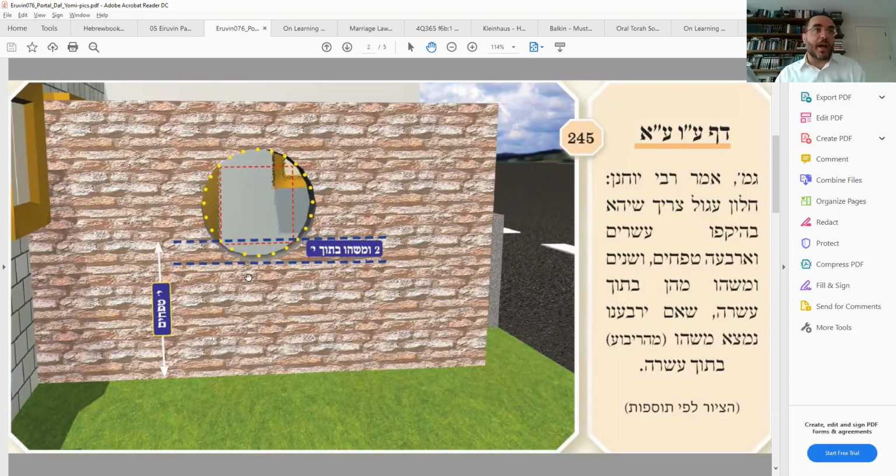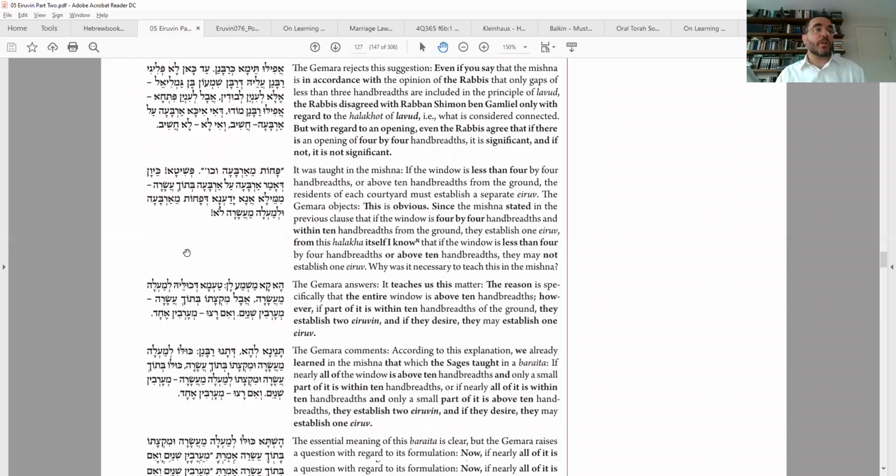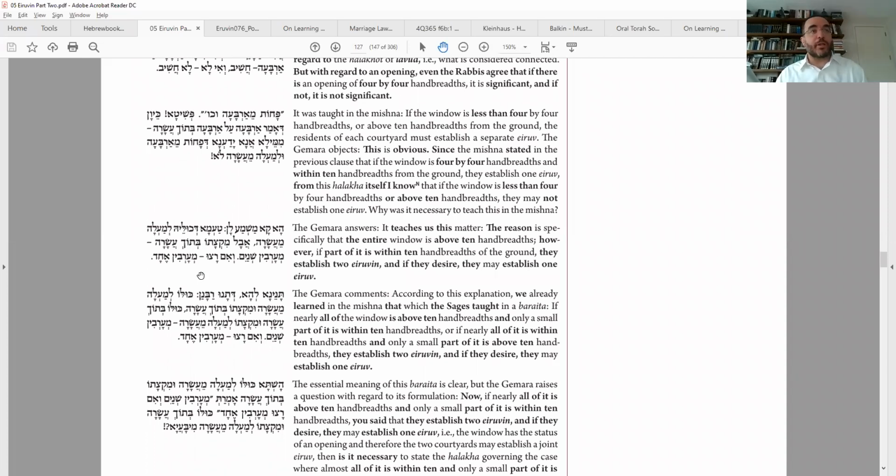And so by saying the other way around, that teaches me that as long as not all of it is above 10 tefachim, even if only part of it is below 10 tefachim, that's enough of a break. It's enough to, I guess, climb into or conveniently pass things through. And so that would be considered sufficient, even if it's just a tiny bit of the window goes below 10 tefachim. All right. Now, it's really not so explicit in the Mishnah that says that.